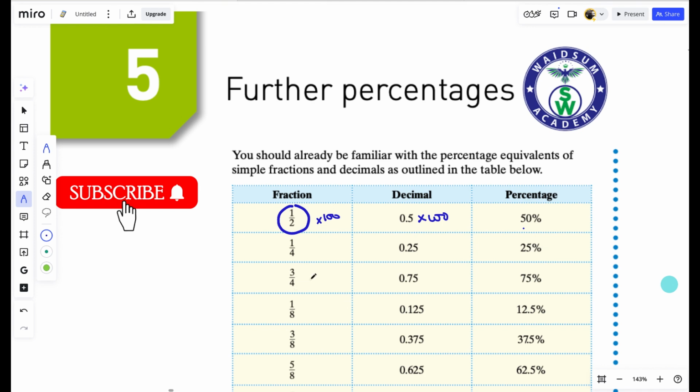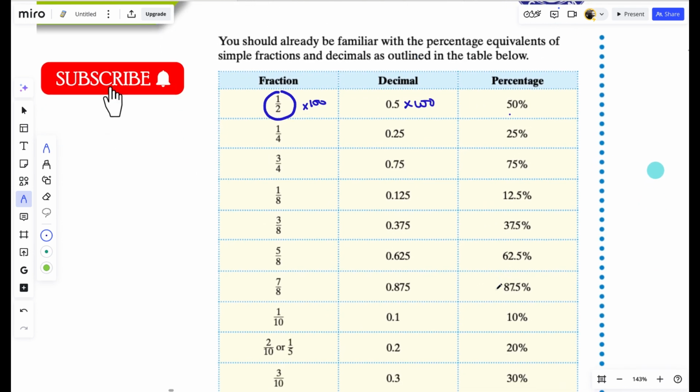3 over 4, if you change to decimal, you're going to get 0.75. If you multiply by 100, you get 75%. 1 all over 8, if you do the long division, you're going to get 0.125. If 1 all over 4 is 0.25, 1 all over 8, which is half of 1 all over 4, will be 0.125. To change to percentage, multiply by 100, you get 12.5%.